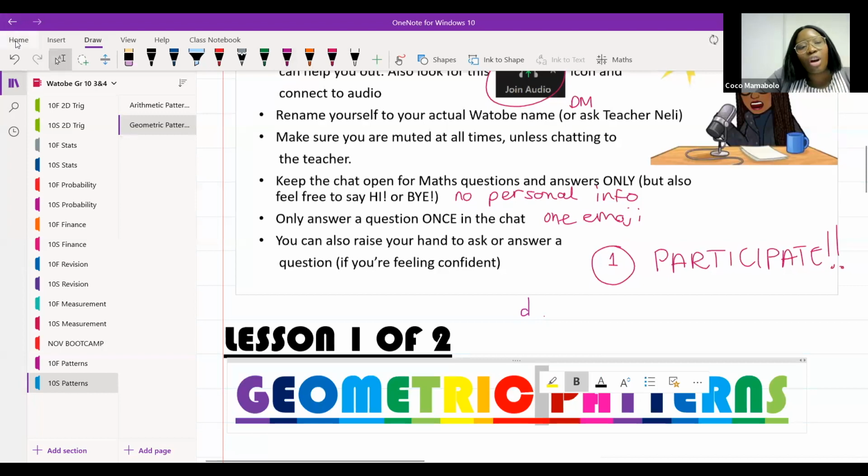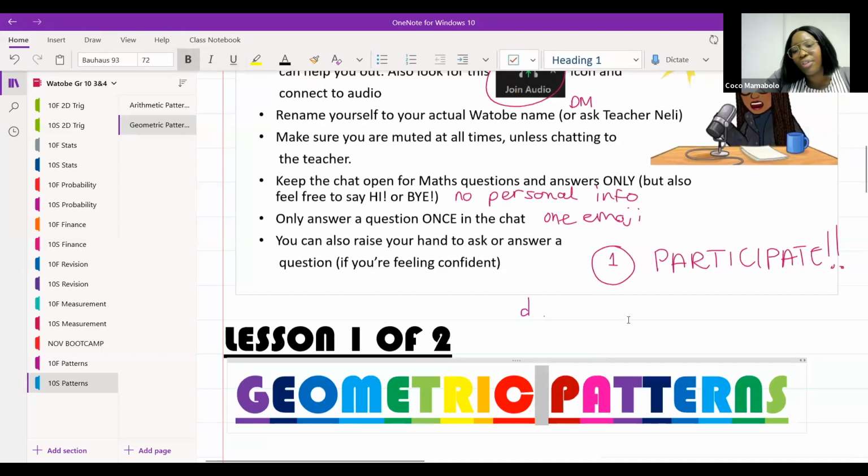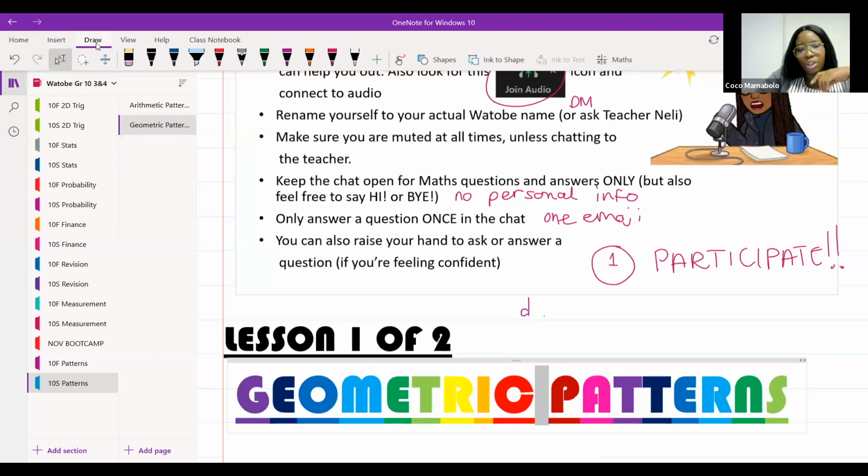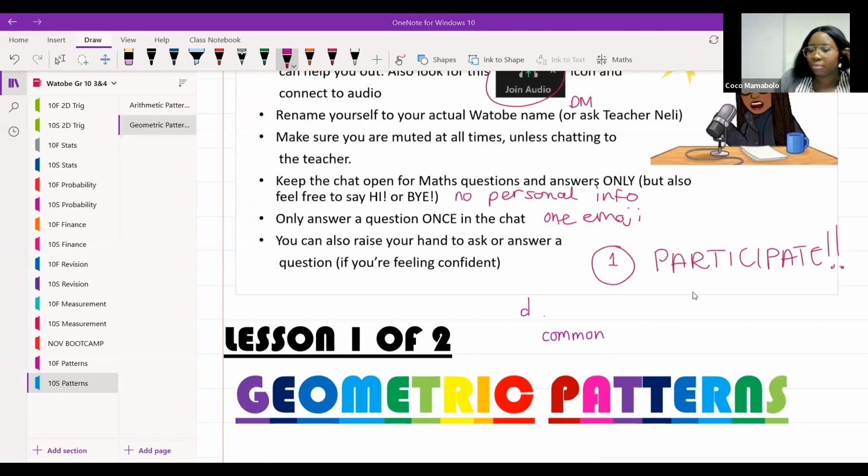What kind of progression are we looking for? A common what? It's not going to be common difference. It's going to be common what? What progression are we looking for? A common something. Who knows? Anybody who knows? It's not going to be exponents, not going to be difference.